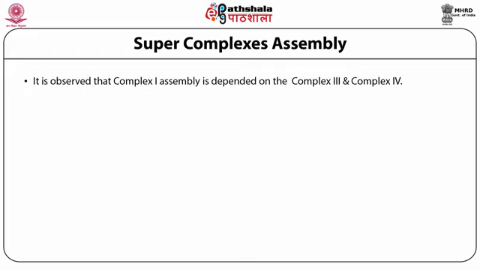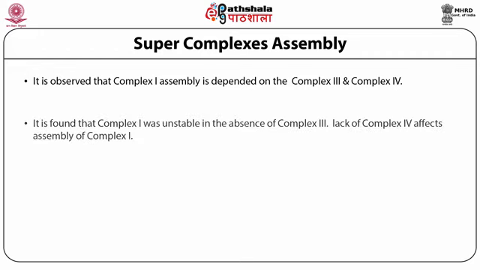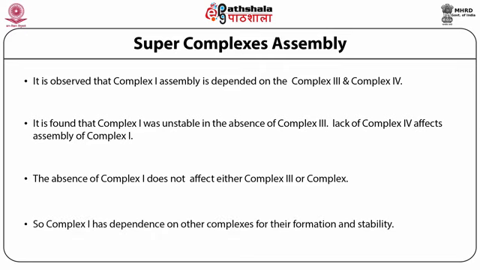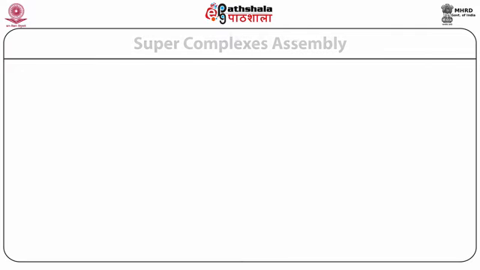It is observed that complex 1 assembly is dependent on complex 3. It is also dependent on complex 4. It is found that complex 1 was unstable in the absence of complex 3. Lack of complex 4 also affects the assembly of complex 1. The absence of complex 1 does not affect either complex 3 or complex 2. So complex 1 has dependence on the other complexes for its formation and stability.